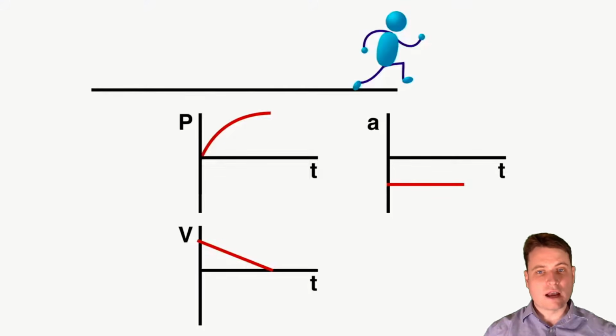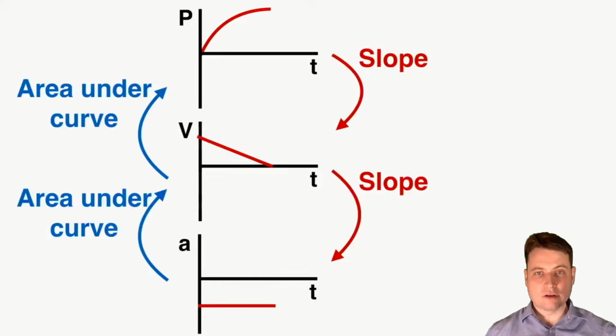So all three of these graphs represent the exact same motion, just a different aspect of that motion: the position, the velocity, or the acceleration. So in this lecture specifically, I'm going to show you how, using information from one graph, you can understand what the other two graphs will look like.